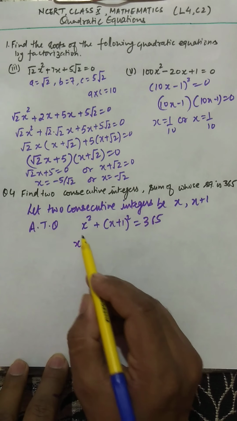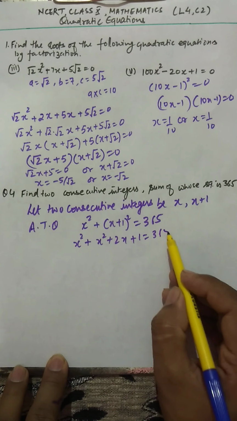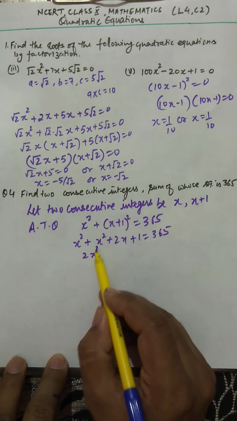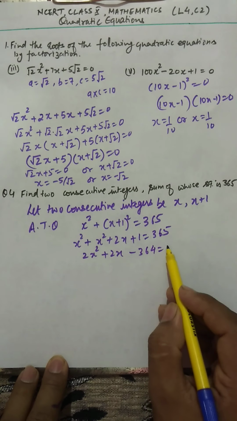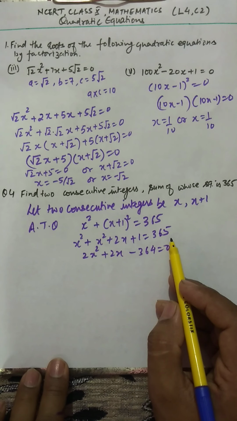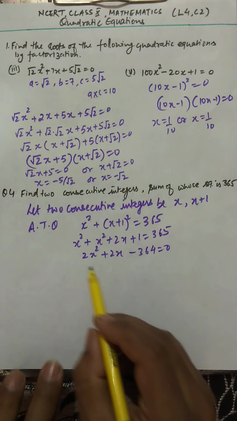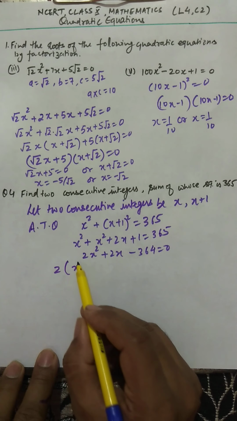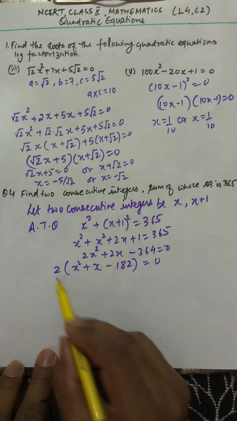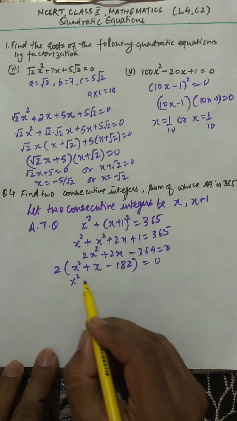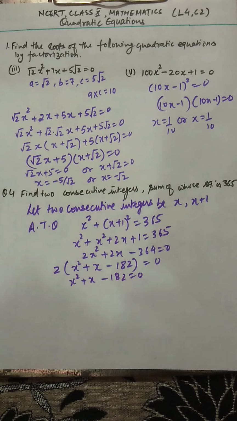So we simplify: x square plus x square plus 2x plus 1 equal to 365. Now this is 2x square plus 2x, and bringing 365 here, 1 minus 365 is going to be minus 364. Now you see 2 is common, so take 2 common: x square plus x minus 182, equal to 0. So 2 can be brought down, and your equation will be x square plus x minus 182 equal to 0. Now we have to use the splitting method.